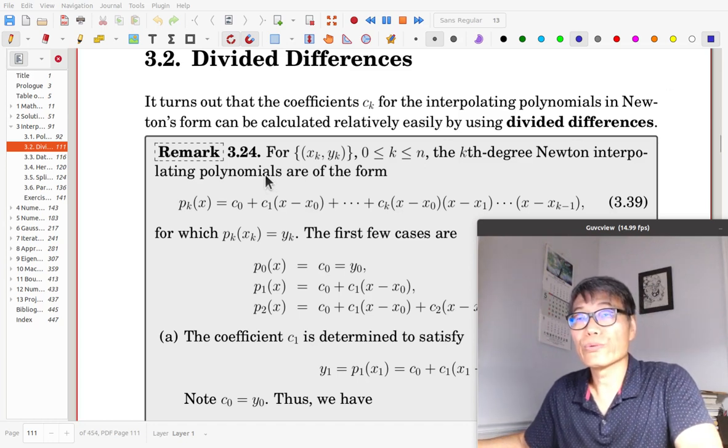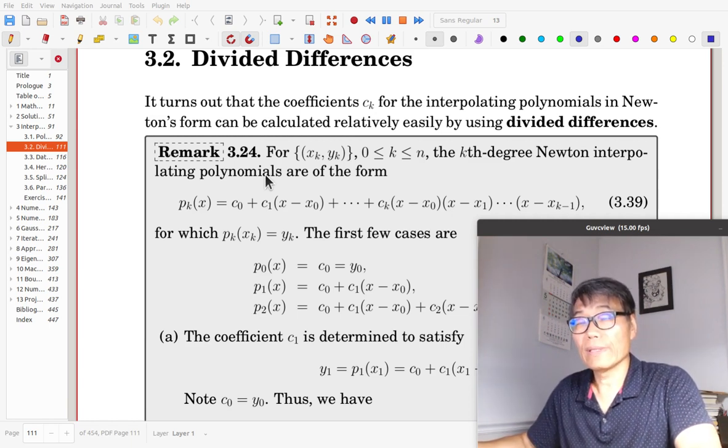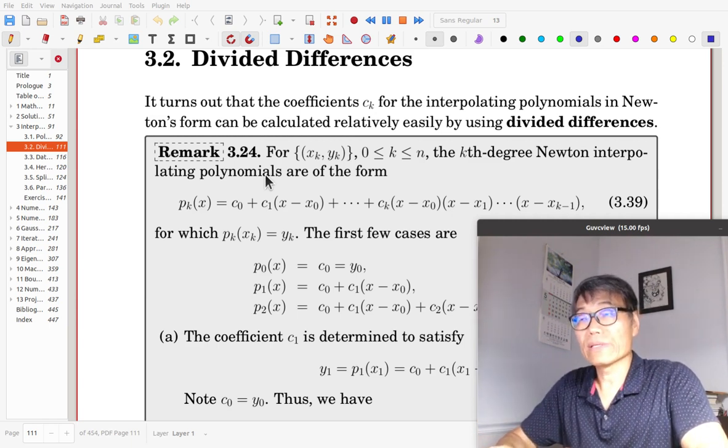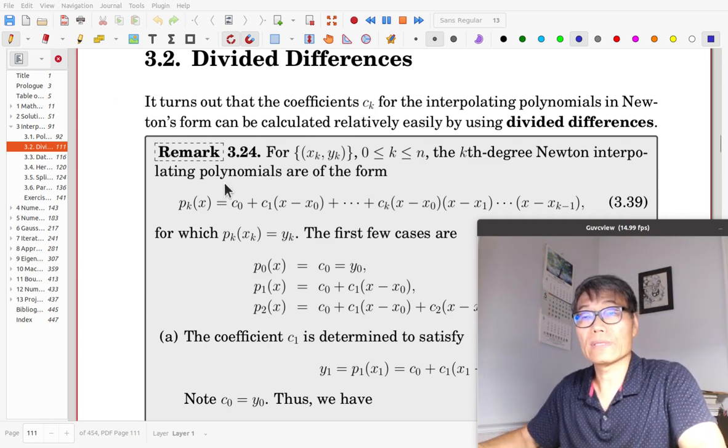Section 3.2, divided differences. By using divided differences, we can find the coefficients ck for the Newton interpolating polynomials. The method of divided differences is a table construction technique. The technique, with certain modifications, can be applied for various numerical evaluations. Here we'll start with this remark.